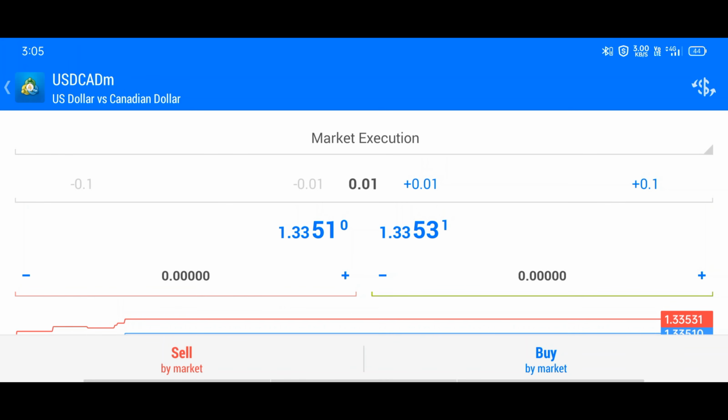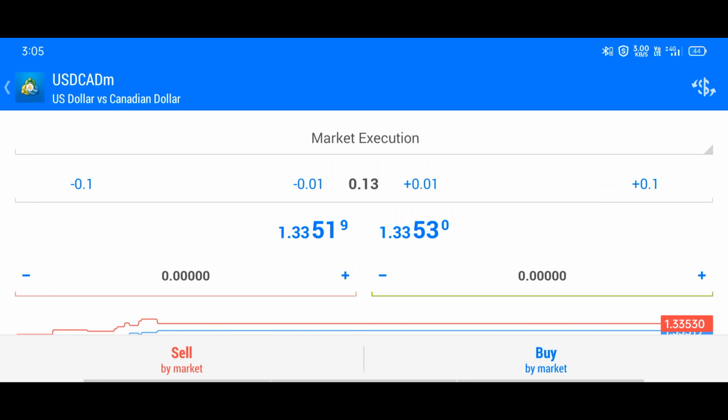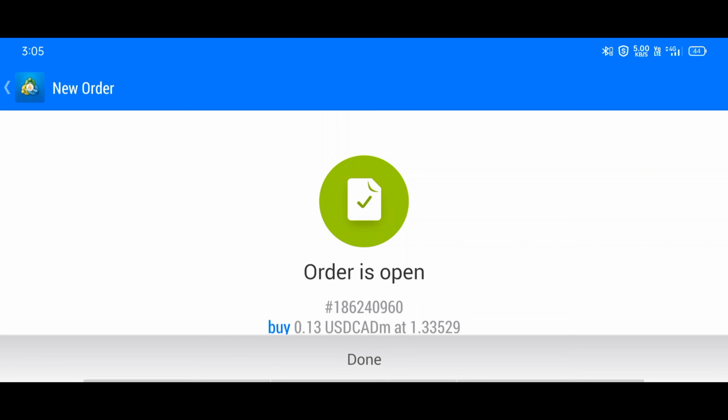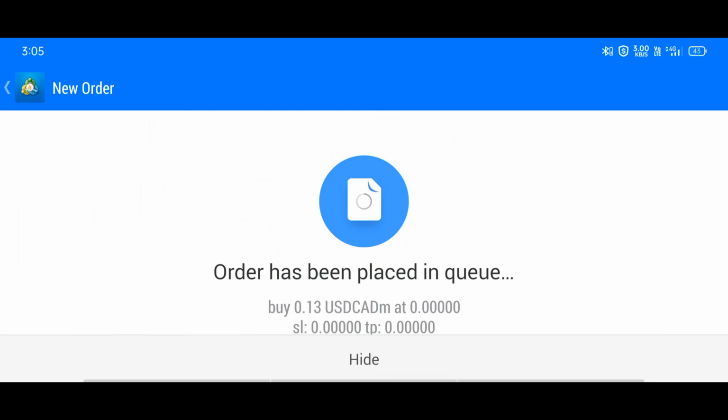I will place the trade first, in which I am using 0.13 lot size. Here we will follow proper psychology and risk management, so that it will be easier for us to manage our trade. See you after placing the trade.